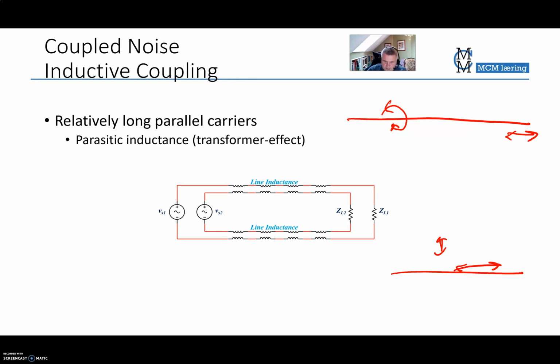So the thing is that if you have one conductor here with a varying current, that will generate a varying magnetic field, which will in turn transfer over to the conductor close by and generate current in that conductor. So again, we have a problem with coupling. The workaround here would be to twist the conductors like this.